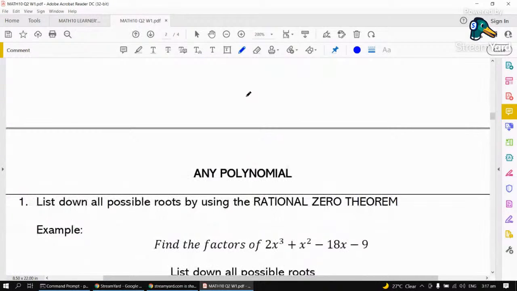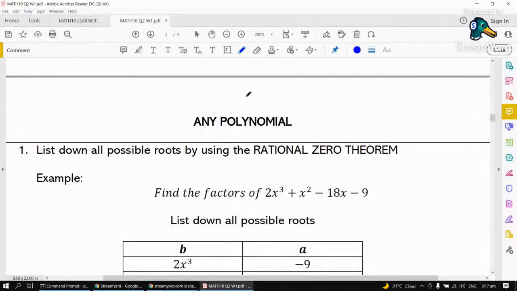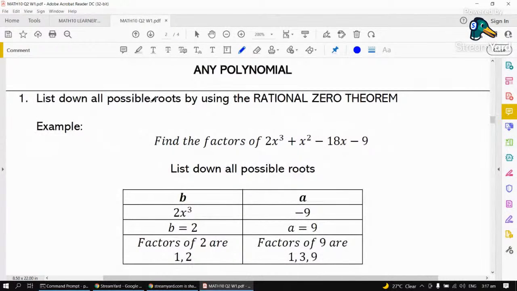So, meron din tayong pag-factor ng any polynomial, kahit anong polynomial daw. So, unang gagawin natin is number 1, list down all possible roots by using the rational zero theorem. So, hanapin daw natin yung roots.